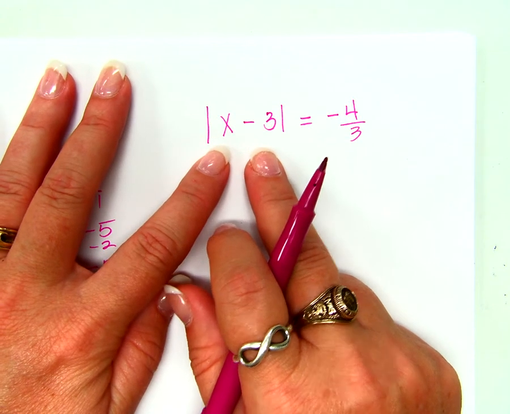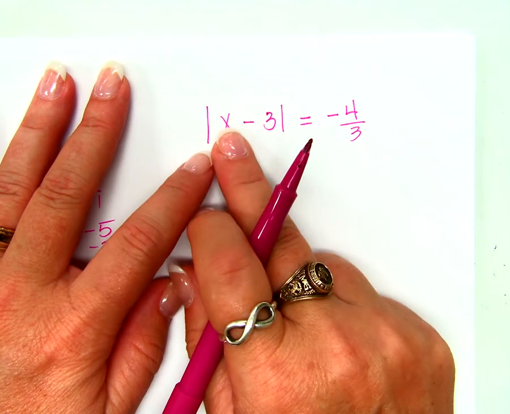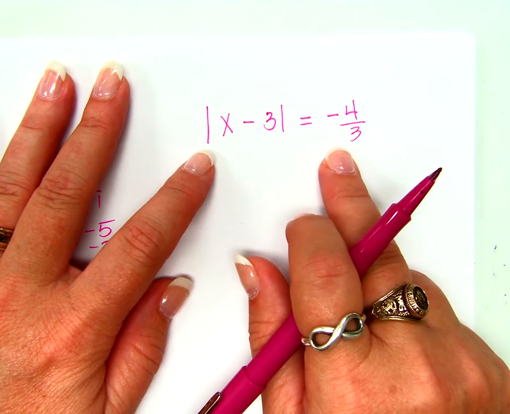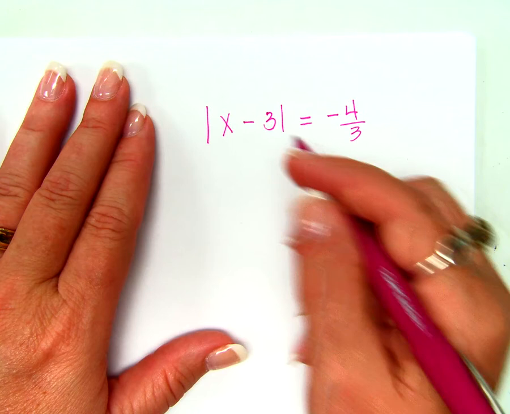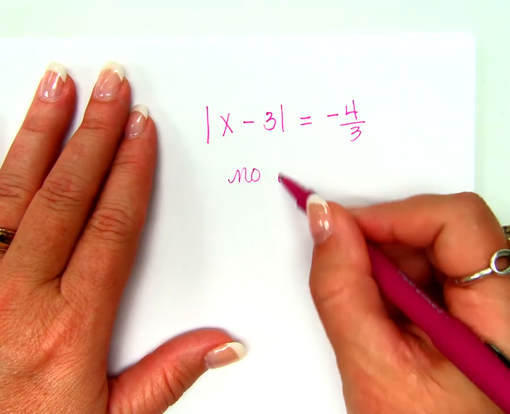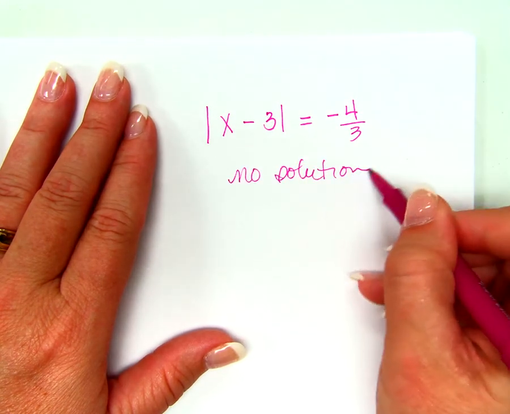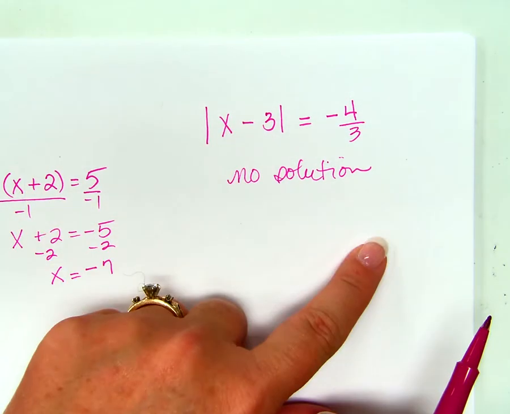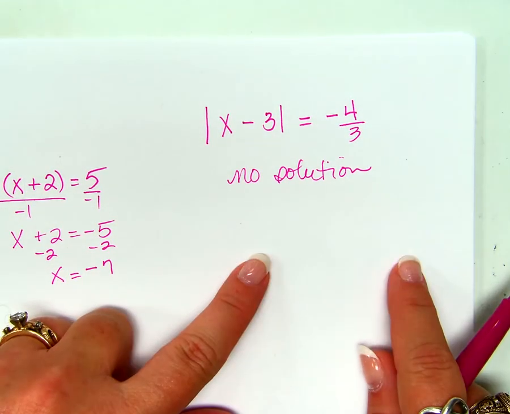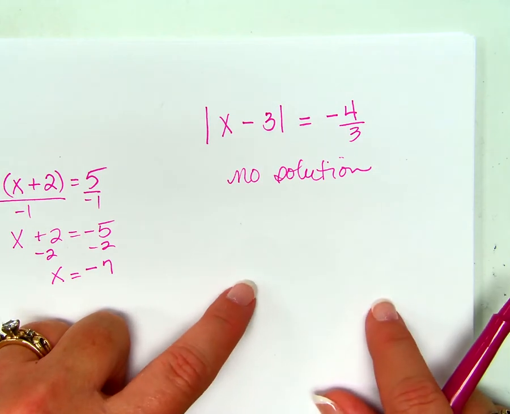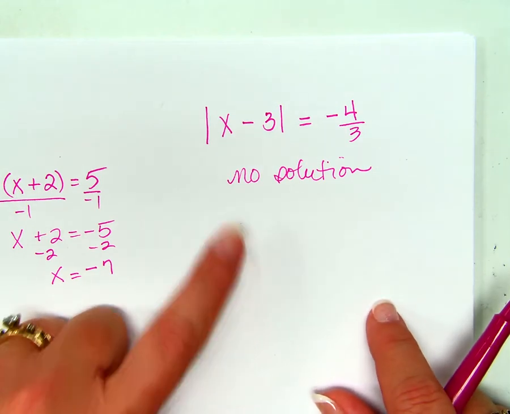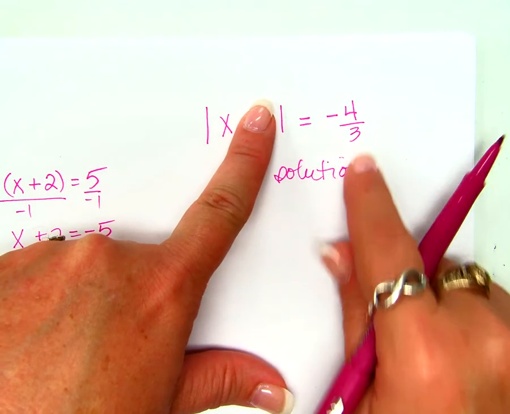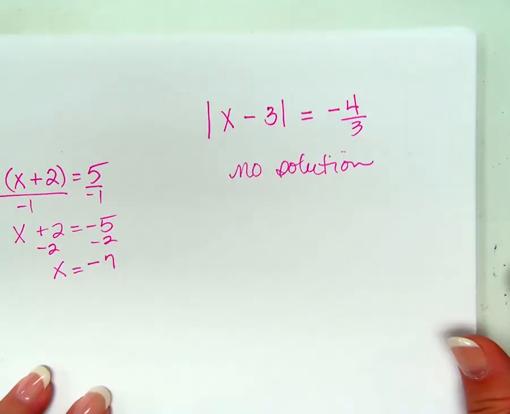Okay. If I take the absolute value of a number, will that ever equal a negative number? No. So from here, we just write no solution. Now, some of you actually wrote this as the positive and the negative, and then you solved it by adding 3 to both sides. But what you figured out is that your solutions didn't work. Because when you took the absolute value, you got a positive 4/3. And positive 4/3 does not equal negative 4/3, does it? Okay, so just be careful about that.